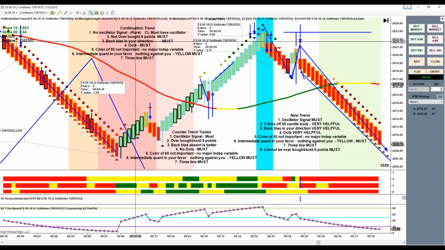And going from the bottom, on a continuation trade, 3 line and intermediate are a must. The 50 is not important. The only difference here is dots, a must. Background bias, a must. No overbought, oversold. The oscillator is rare. On crude, you have to have the oscillator. And you're going to get all those, so don't worry about it.